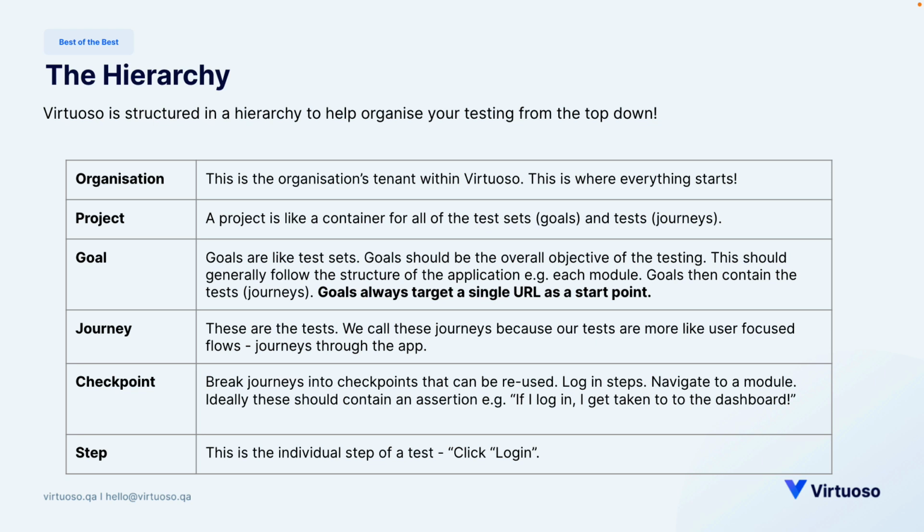Within the journeys, we then have checkpoints. You can break the journey into checkpoints that can be reused, things like the login steps or navigate to a particular module. And ideally, each of these checkpoints should contain a testing assertion. So make sure there's a testing outcome. If I log in, I get taken to the dashboard. And then finally, you have the steps, the individual steps of a test. For instance, click login. So let's take a quick look at that.